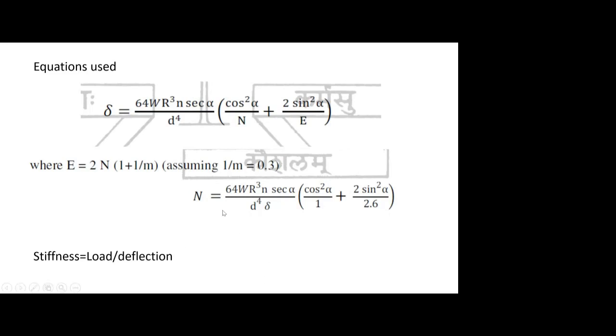Stiffness. Instead of taking a particular value from the table, we will plot the load-deflection curve, and take an intercept of load and an intercept of deflection. That will be substituted in the equation for getting the value of modulus of rigidity. Then the ratio of load divided by deflection will give you the stiffness of the spring.